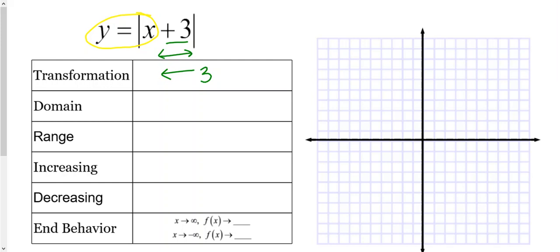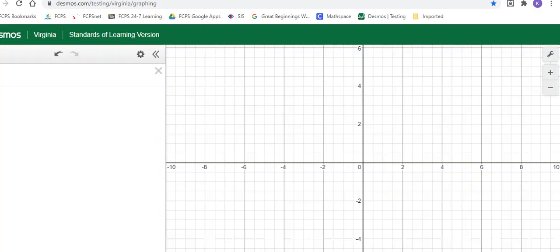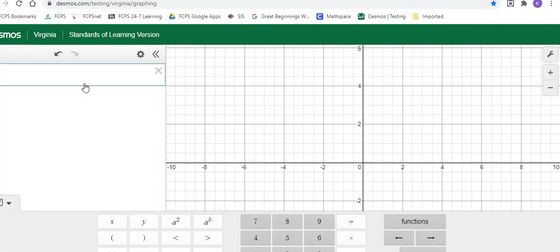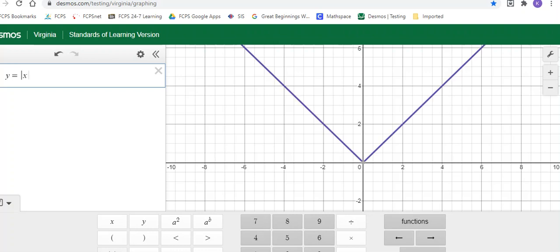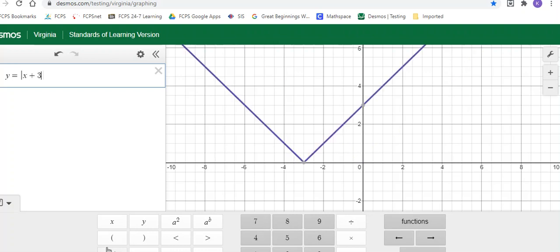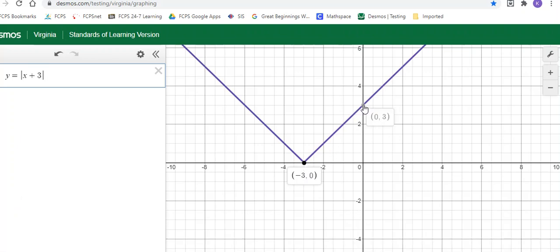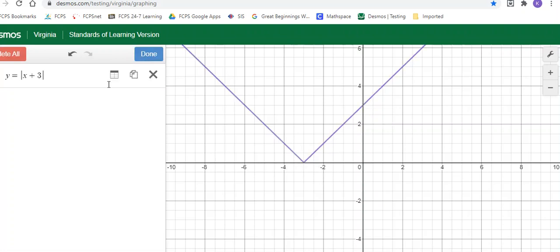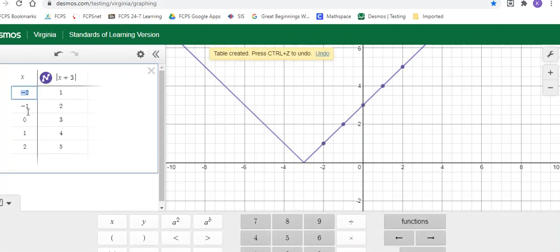Now I'm going to jump back to Desmos and type it in. So again, y equals absolute value button, and then we're having x plus 3 on the inside. Here you can see we have 2 gray dots. It gives us 2 points that we could possibly plot. If you want more, hit the wheel, hit the table, and you get a whole bunch of other ones that you can plot.